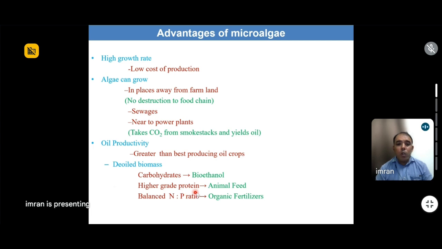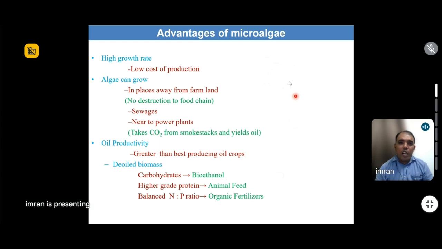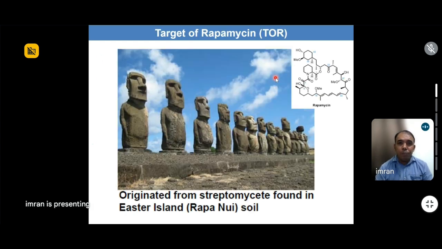Microalgae also have a very high amount of protein, so they can also be used as animal feed. Or once we extract the lipid, the biomass can also be used as an organic fertilizer, because it has a very good nitrogen-phosphorus ratio, which can be used as organic manure or as a fertilizer. So considering all these advantages, I chose to work on microalgae to produce fuel.